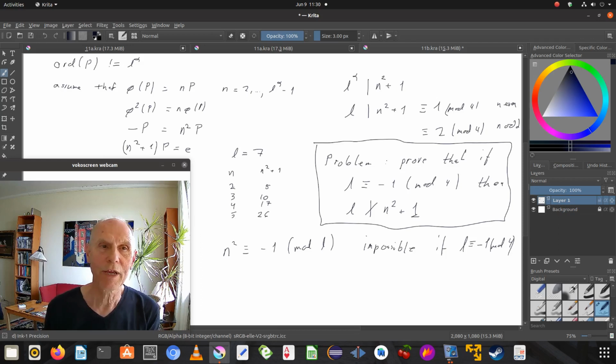Therefore, we can make a proof in case L is odd. So we take a point of maximum order, then phi of p is not a multiple of p, but it has the same order as phi. So np has order L to alpha.